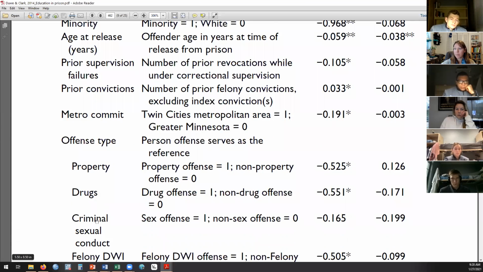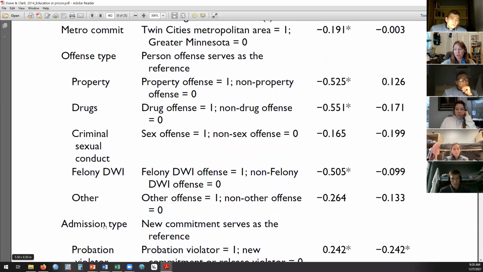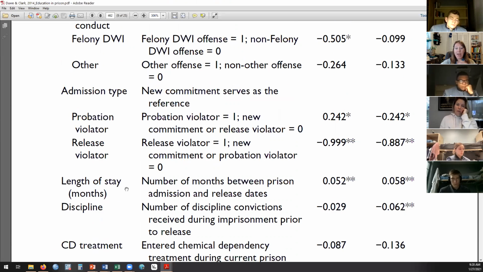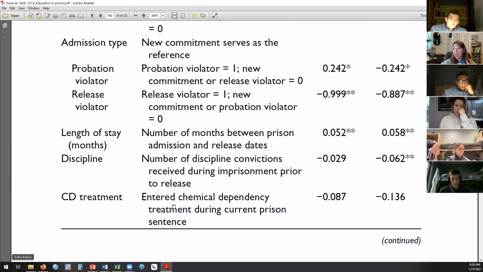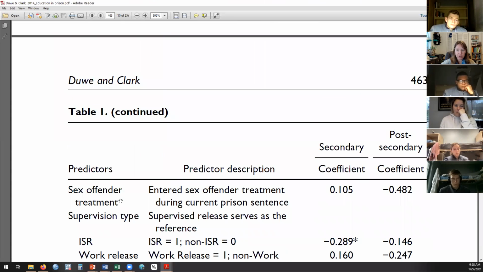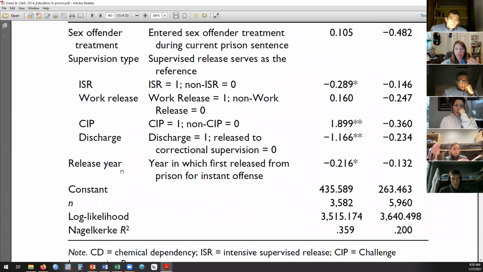Offense type. So are they a property offender, drug offender, sex offender? Admission type. So were they admitted because they violated parole or a new crime? How many months they were in prison? How many disciplinary infractions? If they had substance abuse treatment, sex offender treatment, type of supervision. These are a lot of variables.